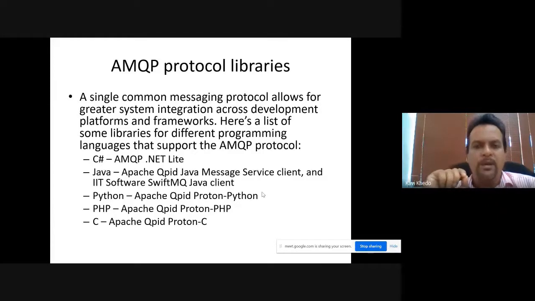Here we are talking about the implementation of AMQP. A single common messaging protocol allows for greater system integration across different types of platforms. Here's a list of some libraries for different programming languages that support AMQP. There is C# in .NET Lite. In Java, there is Apache Qpid JMS, a Java Message Service client that uses AMQP. In Python, again, Apache Qpid Proton Python. In PHP, you can also implement AMQP. In C, you can implement AMQP with these libraries that are already available.